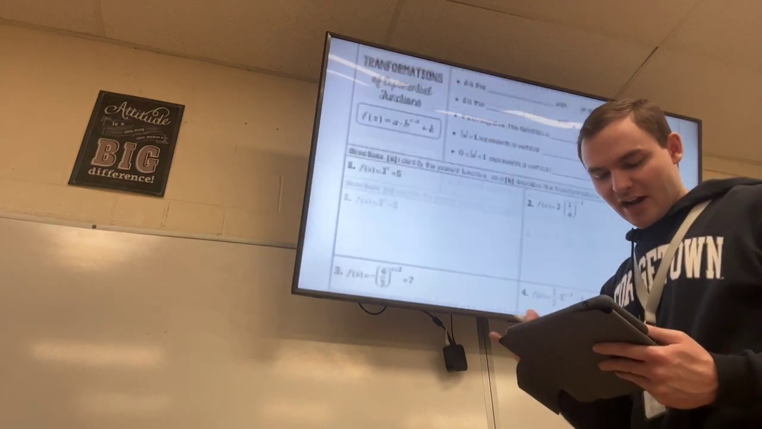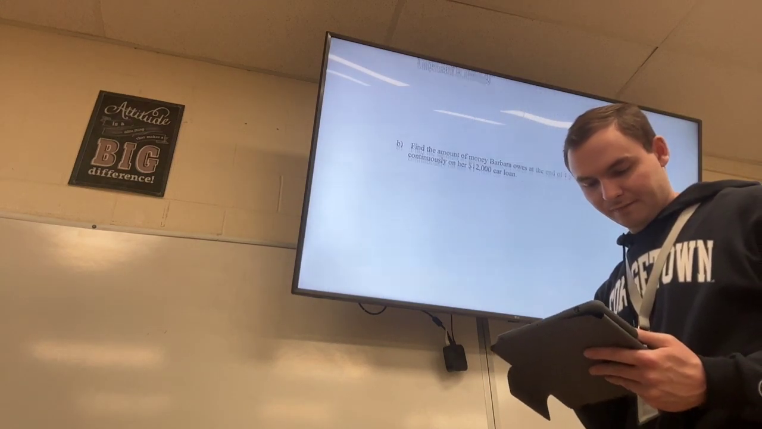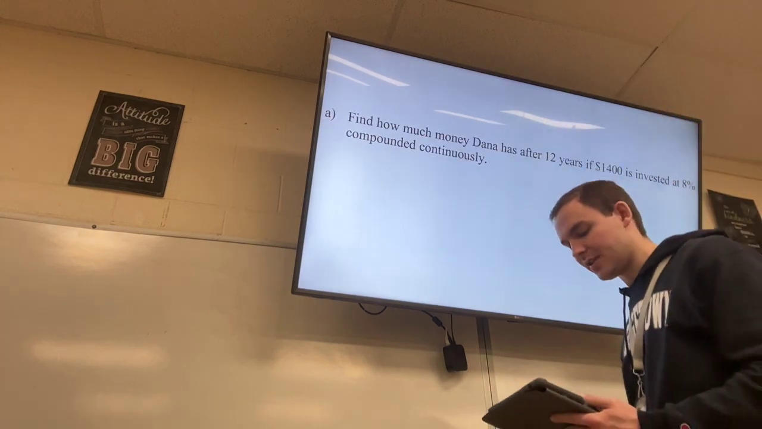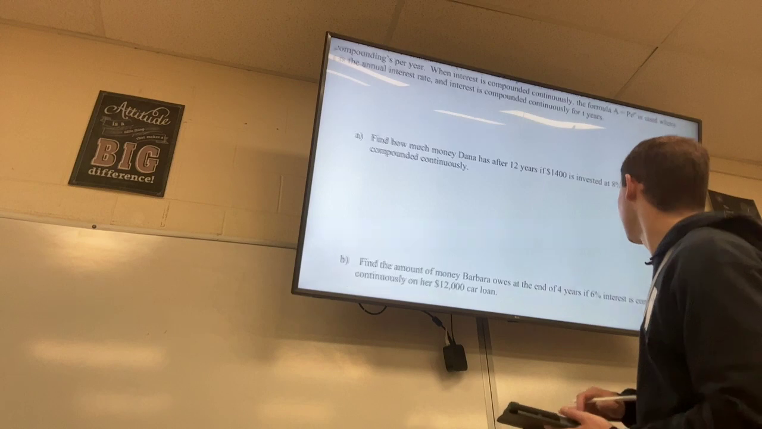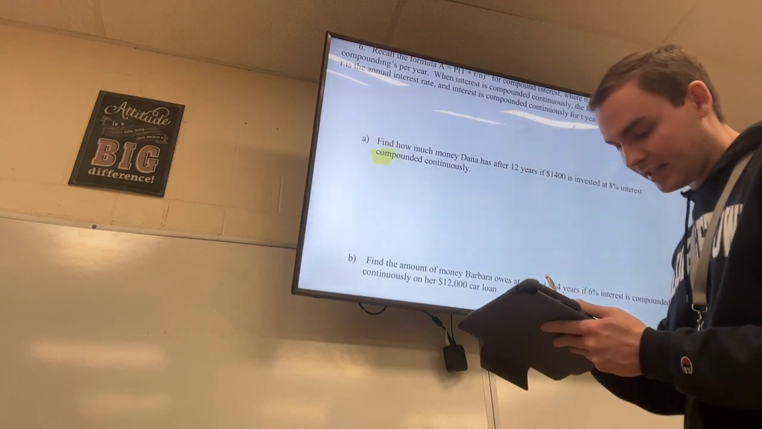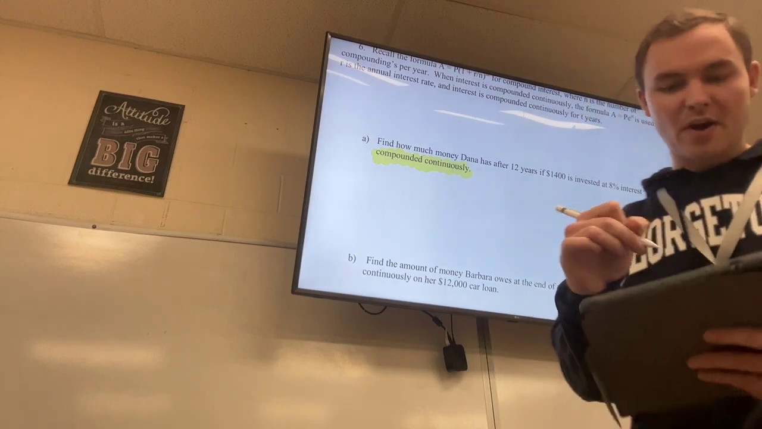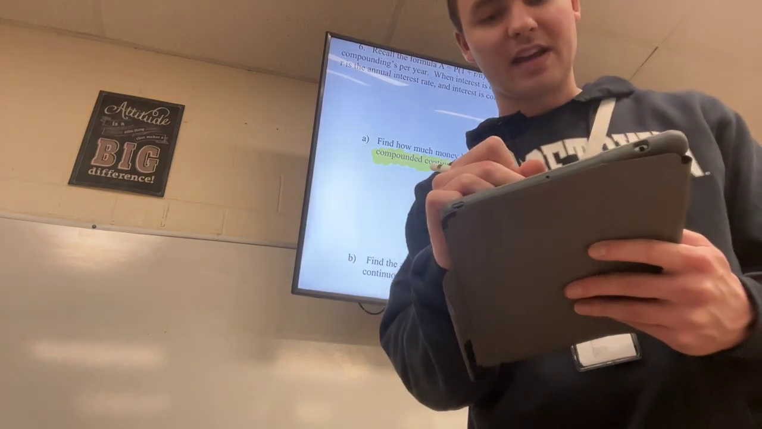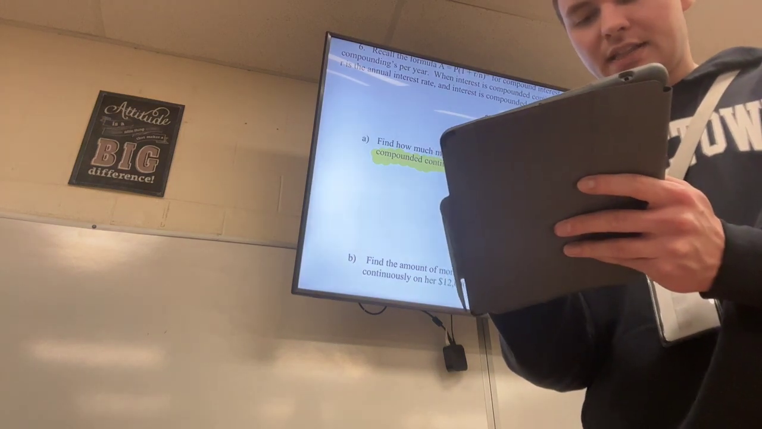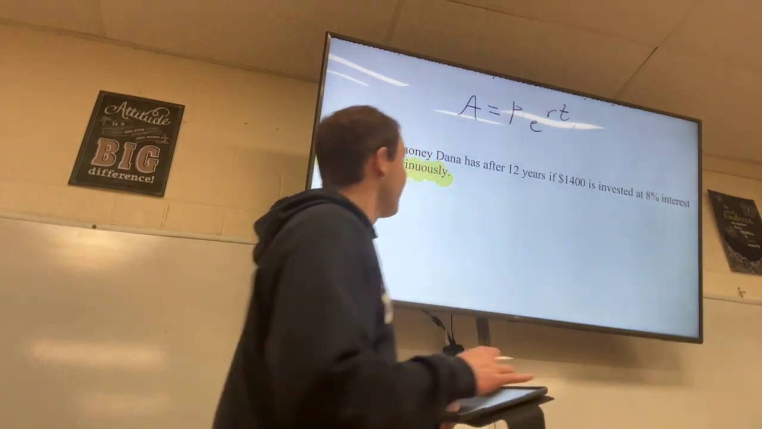Let's go down to another problem here. Look at this. Find how much Dana has after 12 years if $1,400 is invested at 8% interest. If it says compounded continuously, we got to slam on the brakes. We use a whole other formula, and it's actually easier to use. It's just A equals P times e to the rate times time.